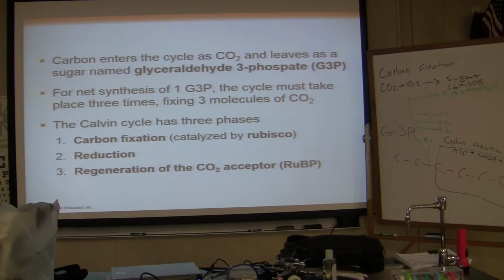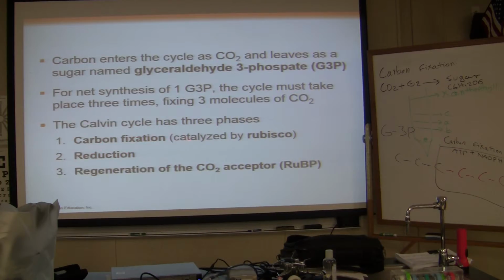It becomes 4 carbon. Another carbon comes and attaches to it. It becomes 5 carbon. Another carbon comes and attaches to it. It becomes 6 carbon, and that 6 carbon leaves the chloroplast and goes to different parts of the plant, or stays in the cell and is stored. Okay, so that's pretty much what carbon fixation means.